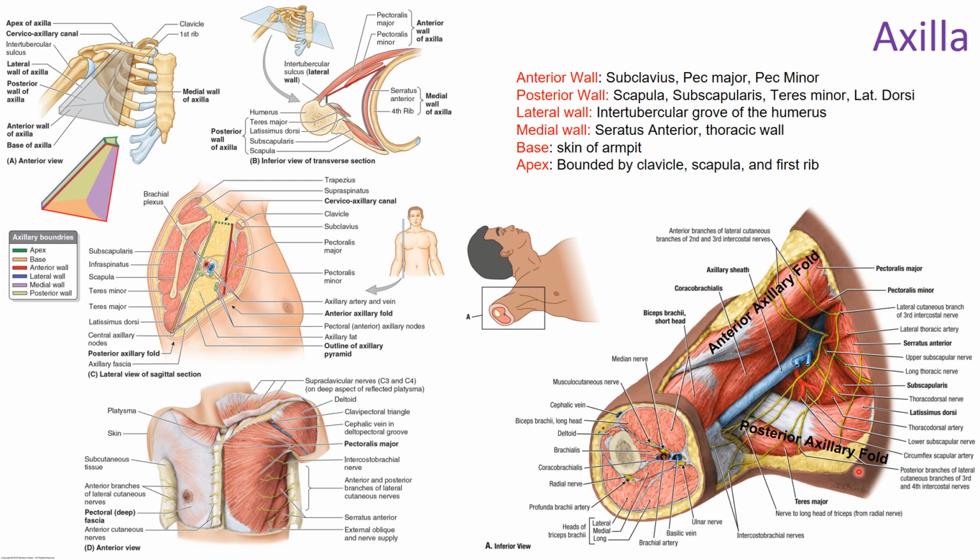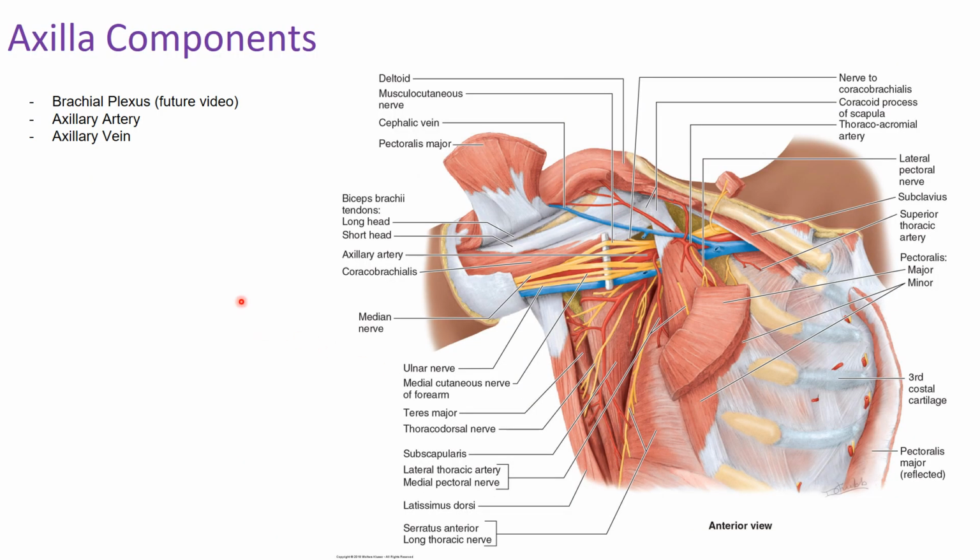Your posterior axillary fold, so again, if you put your hand into your armpit and push backwards, you are going to be hitting the teres major as well as the latissimus dorsi. So that is going to be what forms your posterior axillary fold. Now, really briefly going through the components of the axilla, you are going to have your brachial plexus, which is quite a dense subject and we will cover in an entirely separate video, your axillary artery and axillary vein, as well as lymphatics in the axillary region, which we will cover separately.